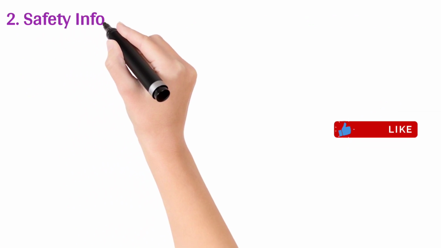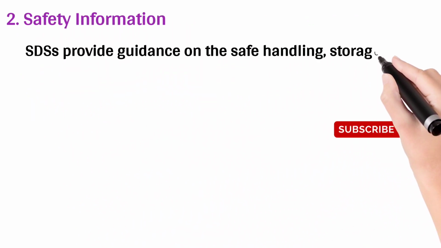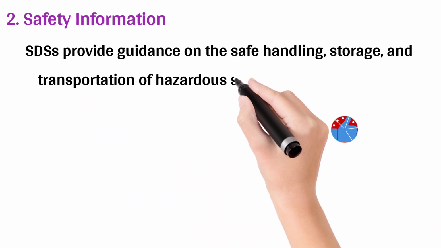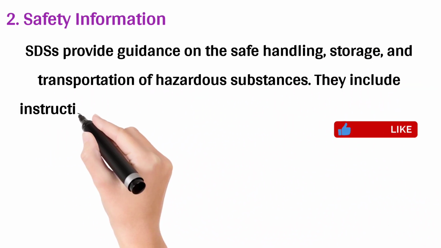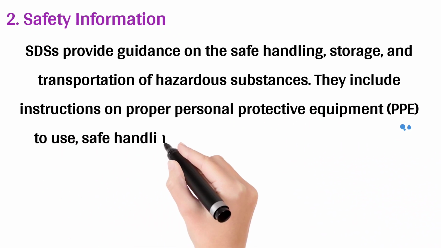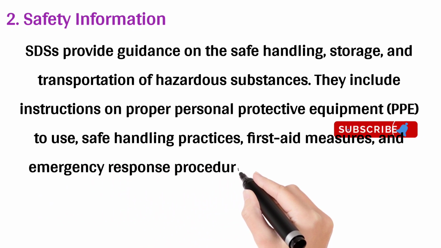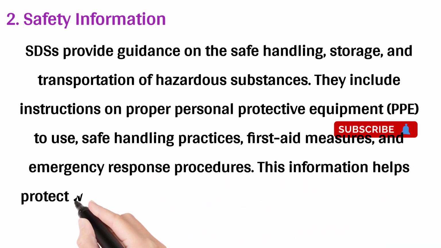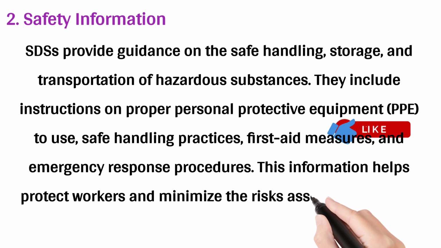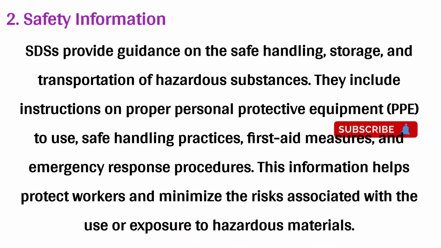2. Safety information. SDSs provide guidance on the safe handling, storage, and transportation of hazardous substances. They include instructions on proper personal protective equipment to use, safe handling practices, first aid measures, and emergency response procedures. This information helps protect workers and minimize the risks associated with the use or exposure to hazardous materials.